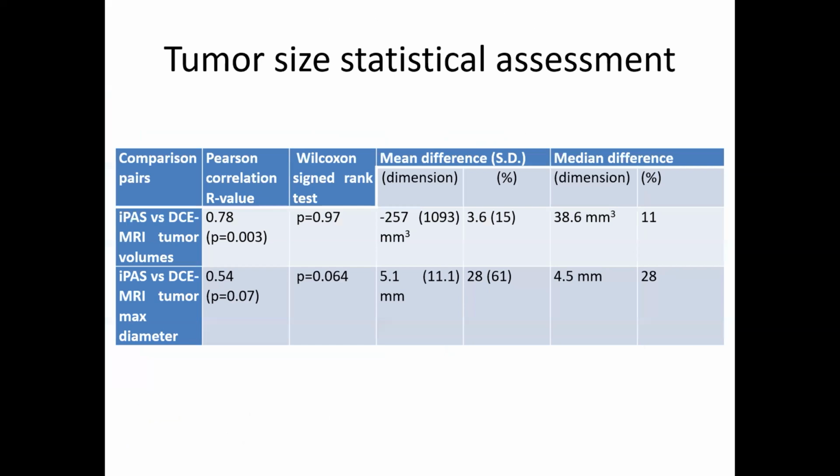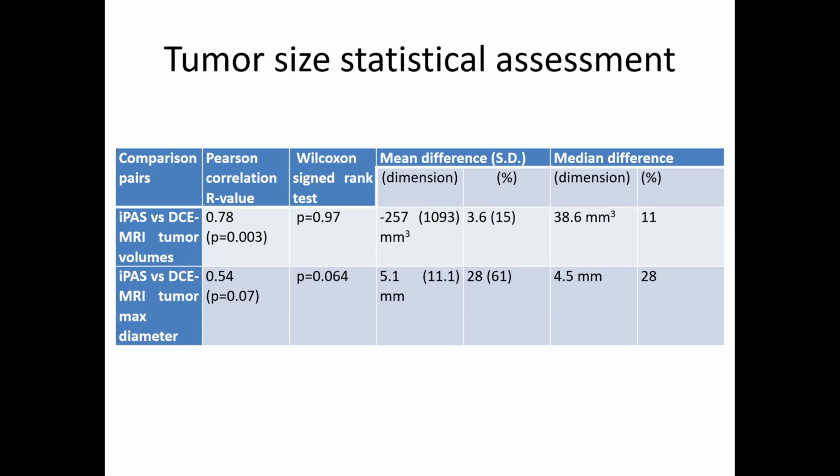And this is also highlighted by our derived statistical assessment. For our dynamic contrast enhanced volume to photoacoustic volume correlation values, we got 0.78, which indicates a strong positive correlation. On the other hand, for diameters, we only got 0.54, which is still a pretty good correlation, but not as strong as for the volumes.